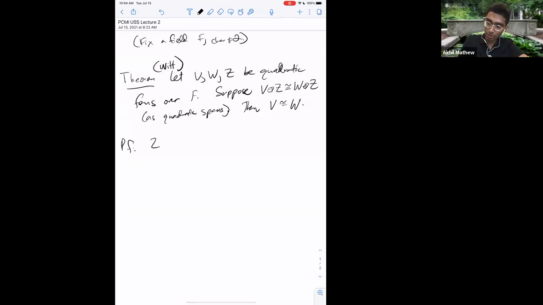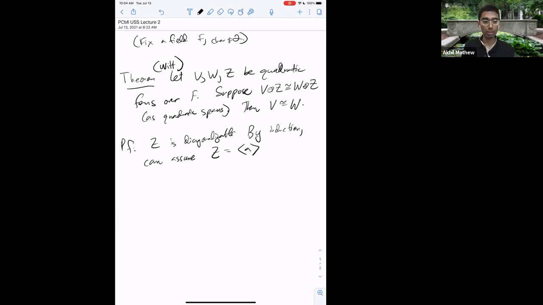First of all, Z is diagonalizable, as we saw last time, and hence it's a sum of one-dimensional forms. By induction on the dimension of Z, we can assume that Z itself is one-dimensional. So we can assume Z is the one-dimensional form bracket A, in other words spanned by a vector whose dot product with itself is equal to A. Suppose we're given an isomorphism from V direct sum bracket A. Let's call this isomorphism T, to W direct sum bracket A.